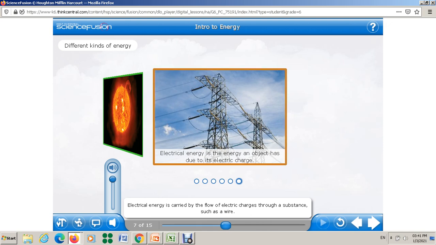Okay, so this is all about the mechanical, sound, electromagnetic, and electrical energy.